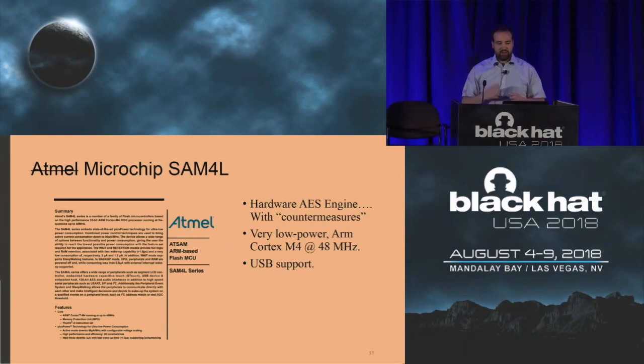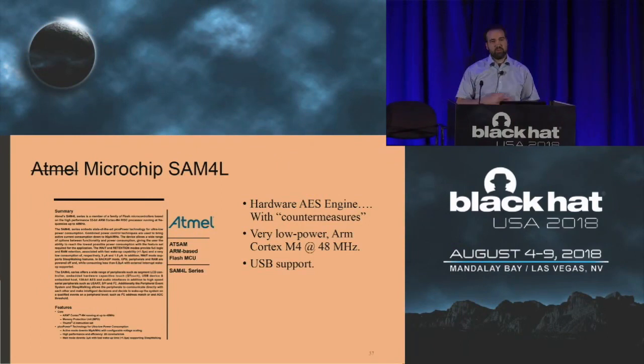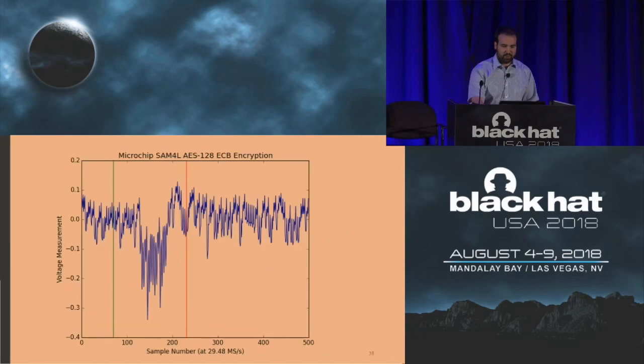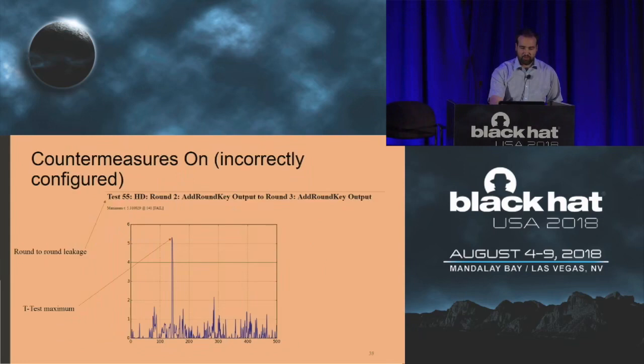So some of these vary with how well they work, as we'll see in a second. So it's a Cortex M4, it's running at 48 megahertz, so it's kind of a low power guy, but it's still got hardware AES. That's all we care about. And here's what the power trace looks like. So there's a middle section there that's actually running the AES algorithm itself, which is the core part of it.